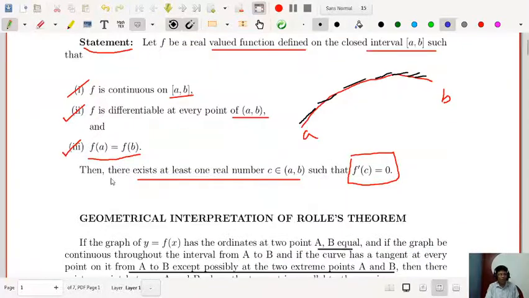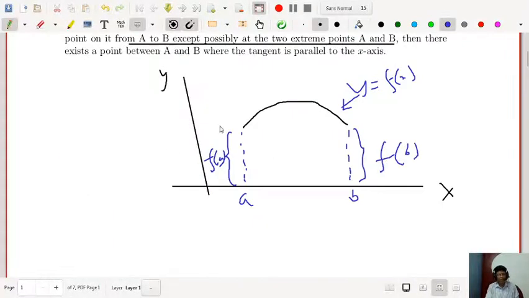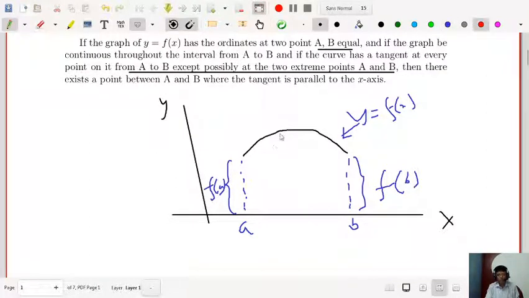So all three conditions are satisfied, and Rolle's theorem states that there exists at least one point c between a and b, anywhere between a and b. Look at that, the point is c, where if you draw the tangent, the tangent is parallel to the x-axis, that is, f'(c) equals 0.